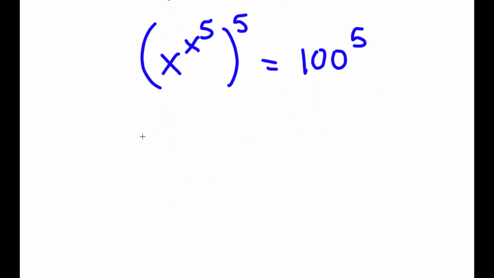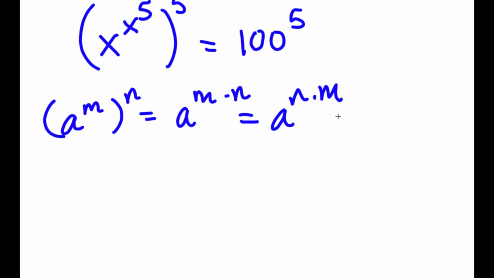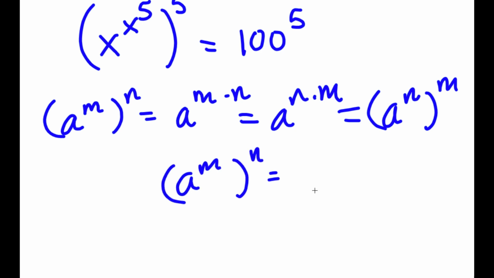Now, if I have something in the form a to the power of m to the power of n, this is the same thing as a to the power of m times n. And a to the power of m times n, that's the same thing as a to the power of n times m. We can switch the places of these two. Now, if a to the power of m times n is equal to a to the power of m to the power of n, then this means that a to the power of n times m must equal a to the power of n to the power of m. And because all of these are equal to each other, this means that a to the power of m to the power of n is equal to a to the power of n to the power of m.